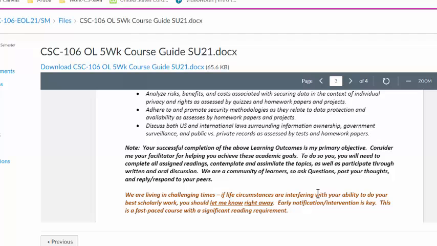We are definitely still living in challenging times. I want you to know that if life circumstances interfere with your ability to do your best scholarly work, you should let me know this right away, and this is true for all faculty members. The earlier you let us know, the easier it will be for us to make accommodations. Just keep that tucked away in the back of your mind. Early notification is key for us to be able to set you back on a productive path.